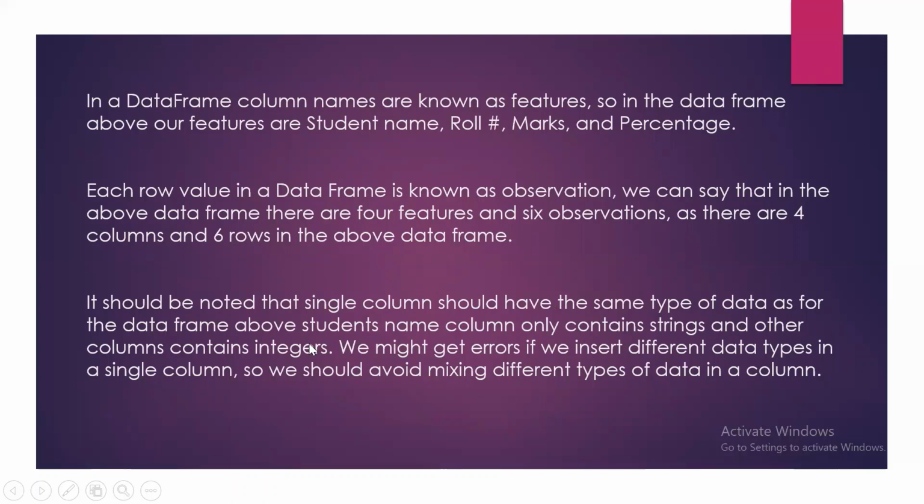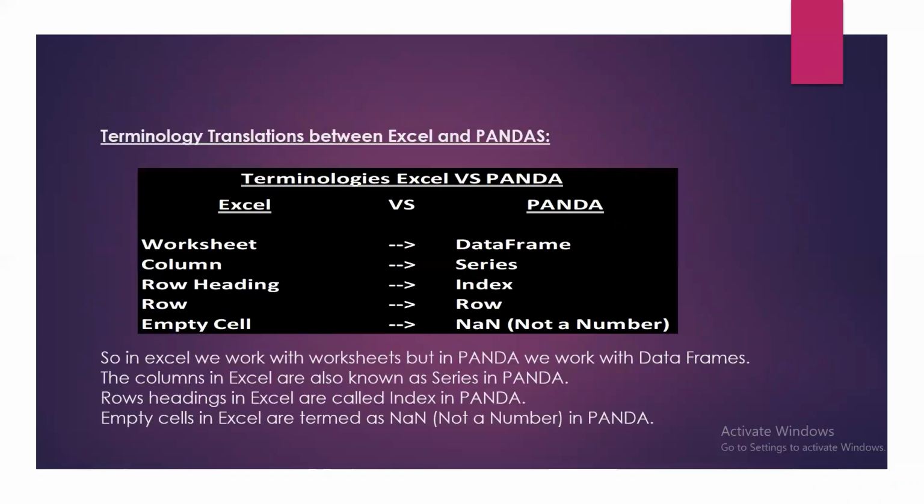Why should this be so? Because if the data type in a single column is not the same for all observations, we might get an error if we insert different types of data in a single column. So we should avoid mixing different types of data in a single column or in a single feature, because a column is a feature.